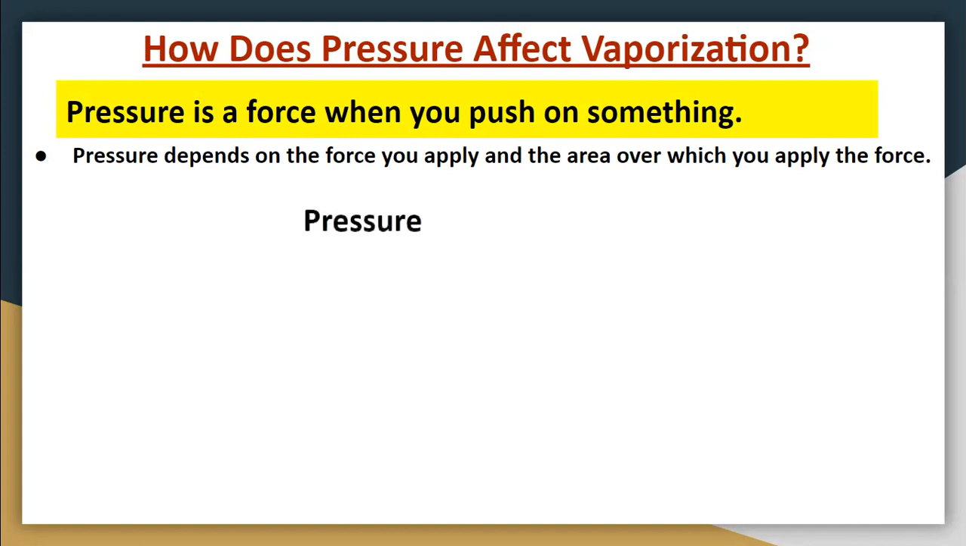So here's a formula. We're going to actually be doing a worksheet on calculating force and area and pressure. So pressure is equal to force divided by area. So what that kind of means is, let me just draw a square here.